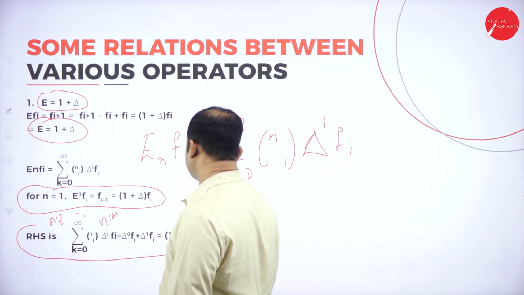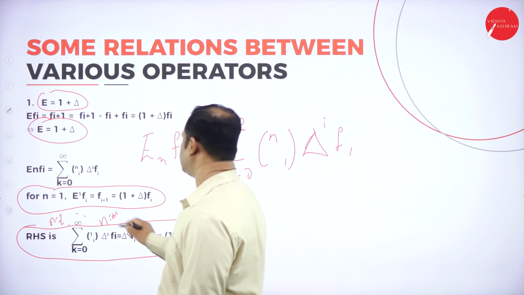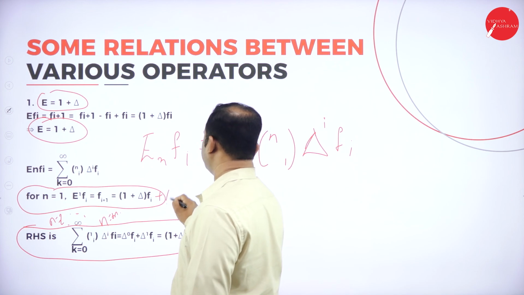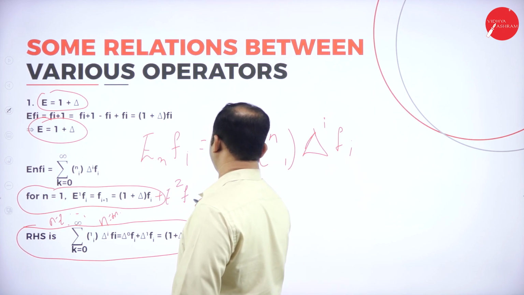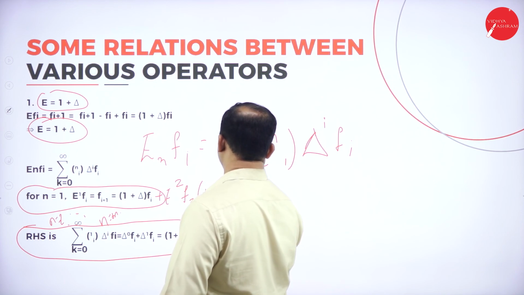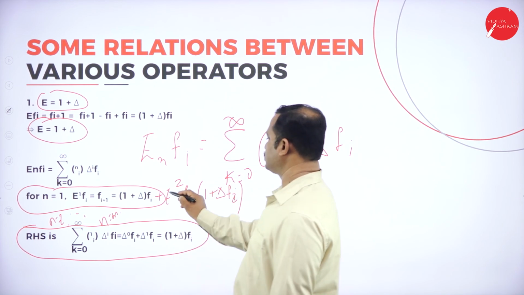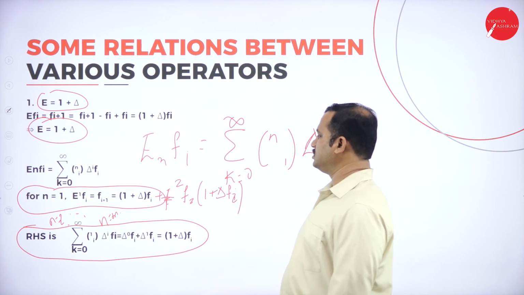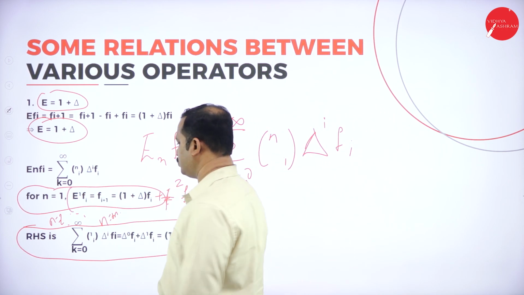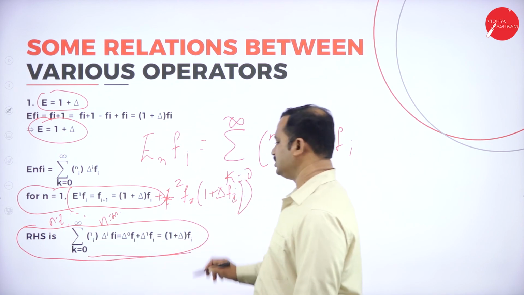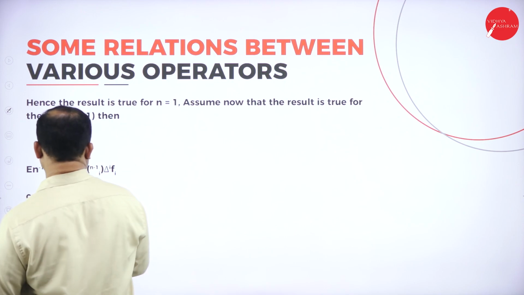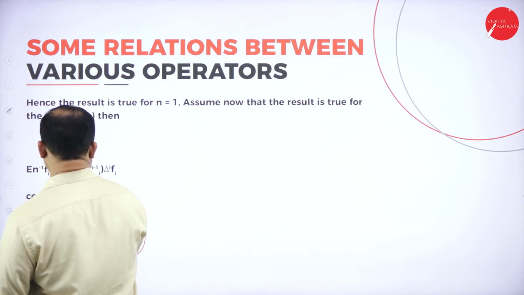The RHS is defined by adding up all these values, plus the second term. When n is equal to 2, I will get one more term, E squared f_i, into 1 plus delta f_i. So this is going to be added. That is the one which I am using for n is equal to 2. So we have the RHS like this. Then we have the result of this operation which I am discussing right now, that is this.